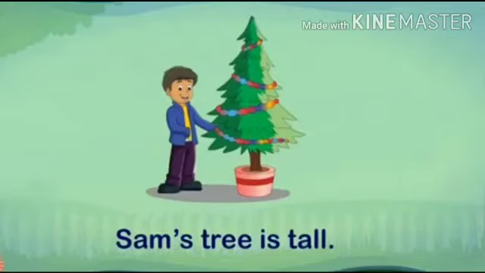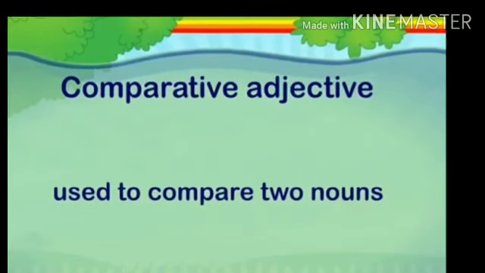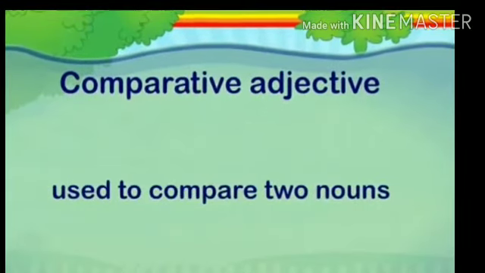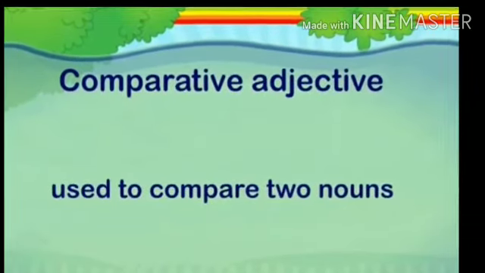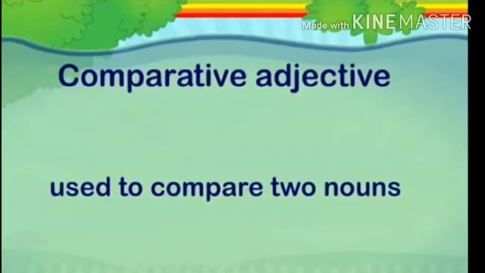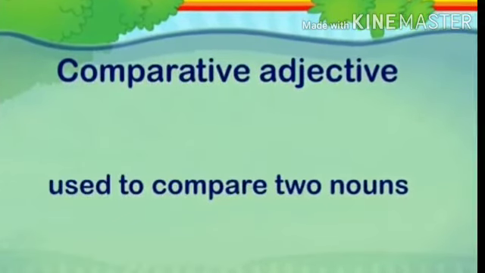Let us have a look at another example. Sam's tree is tall. What is tall? Tall is positive degree. Why? Because it is without comparison. Now what is comparative adjective? Comparative adjective is used to compare two nouns. It means when a comparison is done between two nouns, it is known as comparative adjective.